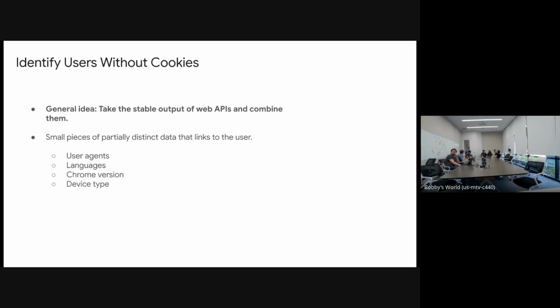Some of these types of data can include user agents, languages, Chrome versions, device types, et cetera. The output of these APIs can all vary based off of your device or your Chrome version, so on and so forth. Essentially, if you combine all this information together, you can actually get a somewhat stable identifier.